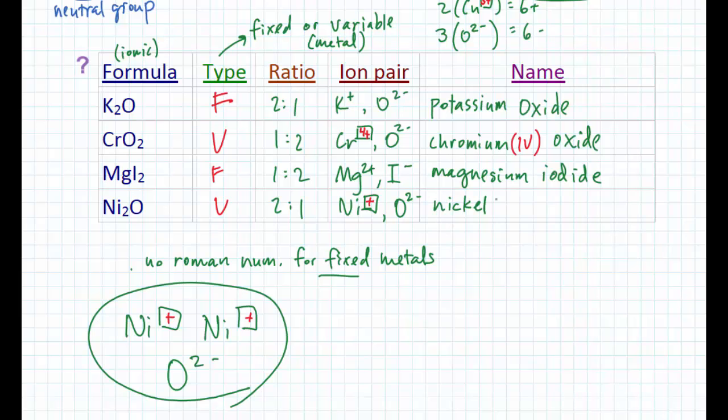Nickel what? Nickel Roman numeral. We need a Roman numeral anytime it's variable charge, even if it's single. We need a Roman numeral because otherwise we don't know what charge we're talking about. So nickel Roman numeral 1. Nickel 1 oxide. Okay.